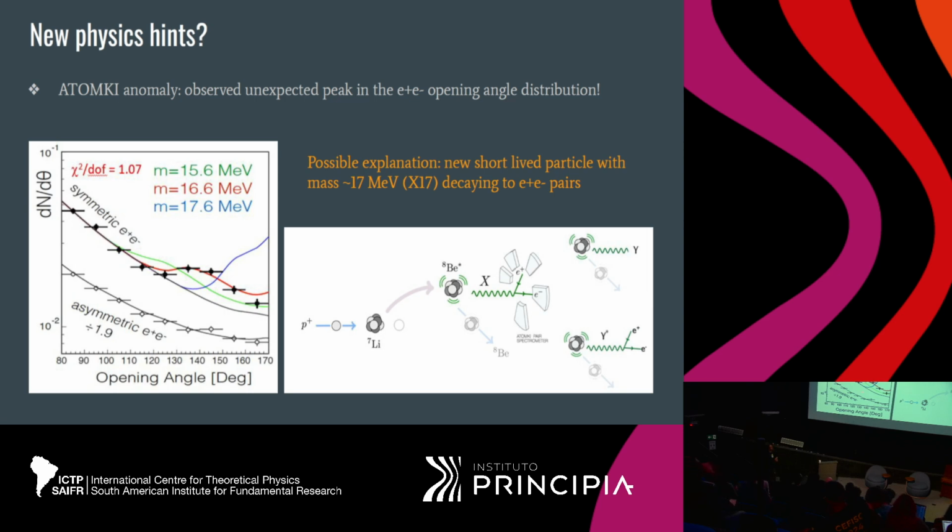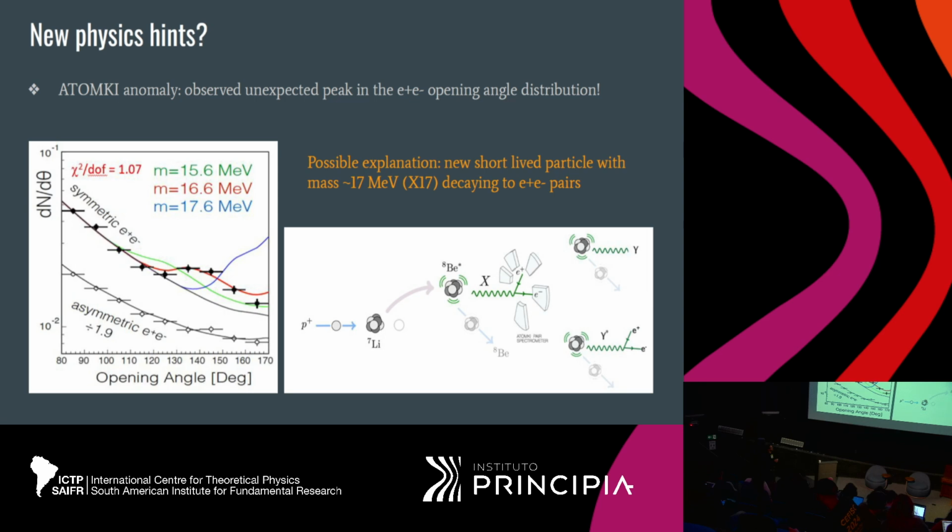So what we did as soon as they saw this weird feature is to try to think if this could have been explained by introducing a new particle which decays into a pair of electron and positron, which can give rise to this bump here.